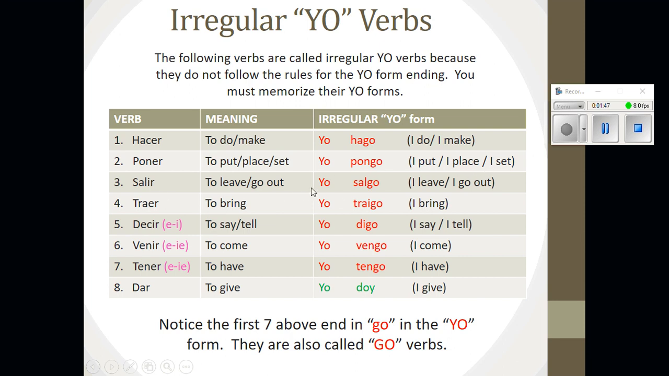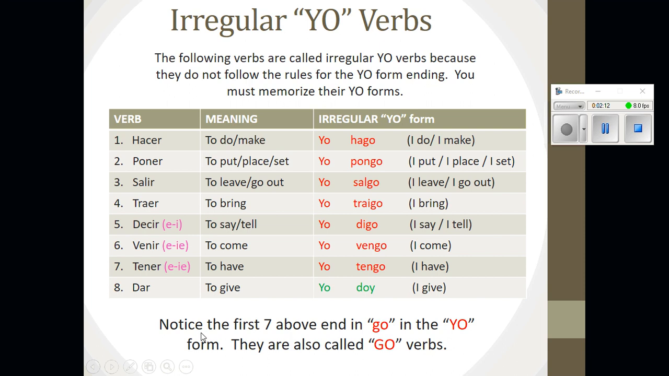Okay, let's look at salir. The irregular yo form of salir is yo salgo, which means I leave or I go out. Traer, to bring, would be yo traigo, I bring. Decir, to say or tell, is yo digo, I say or I tell. Venir, to come, would be yo vengo, I come. Tener, to have, yo tengo, I have. And dar, to give, yo doy, I give.